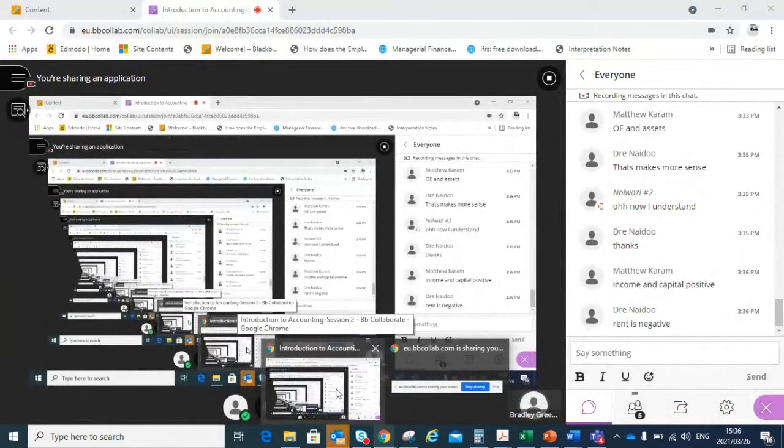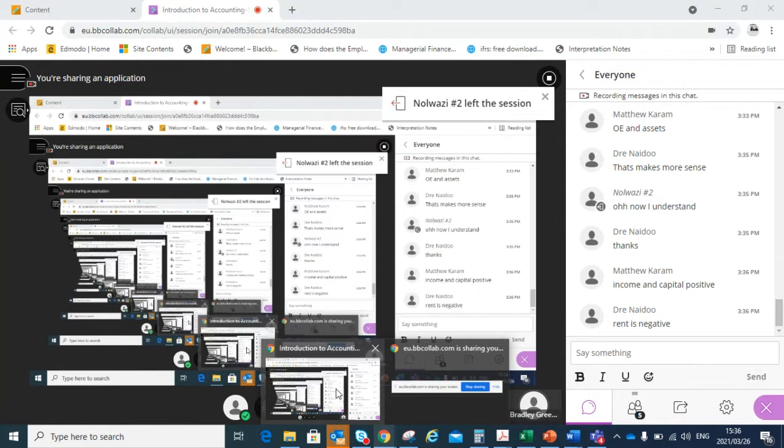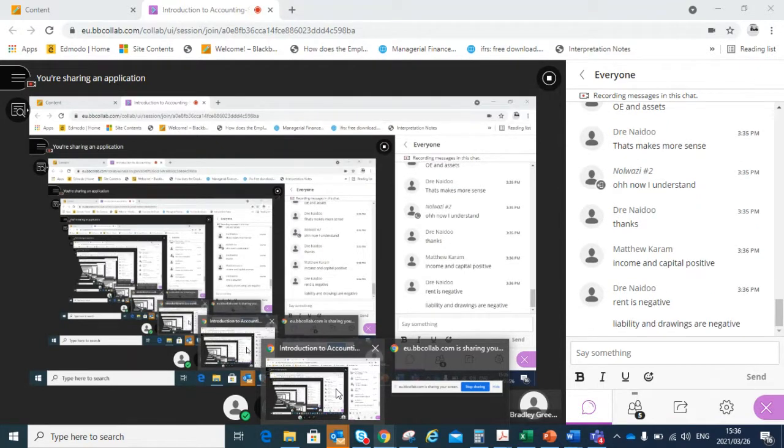I do agree with you, Dr. Dre. You are correct. Matthew said incomes and capital. I agree with you. Incomes and capital affect owner's equity positively, but expenses and drawings will always affect owner's equity negatively. Please write them down. I'm going to repeat. Yes, they are always negative.